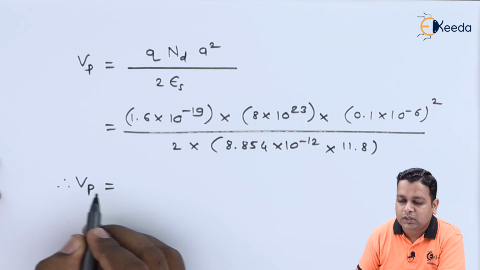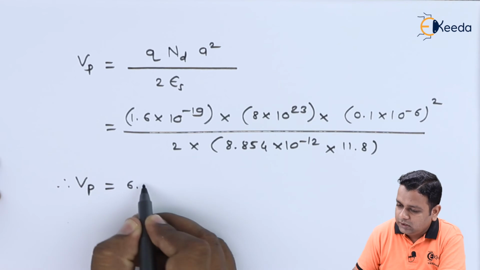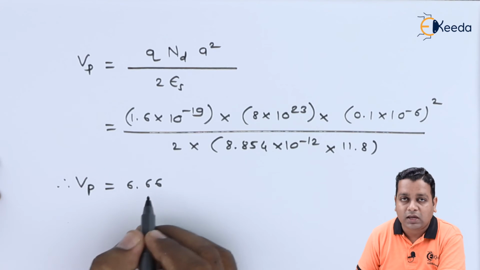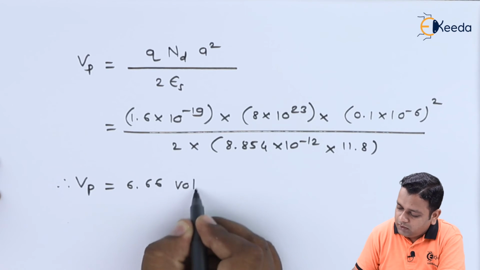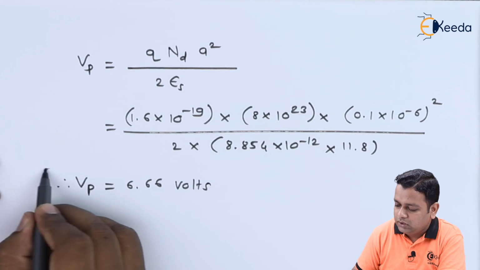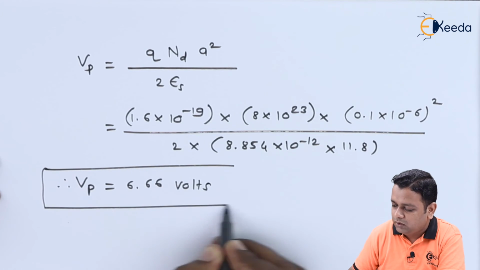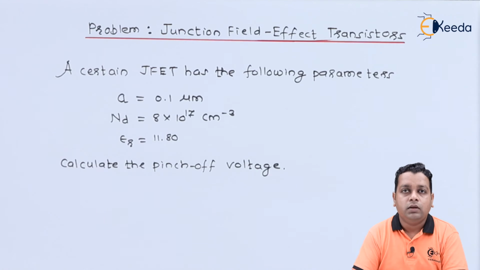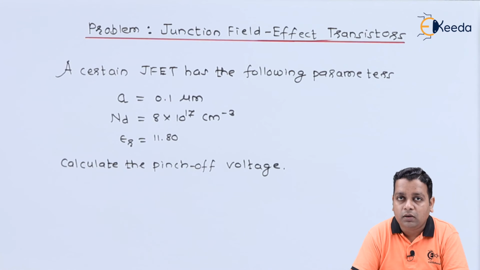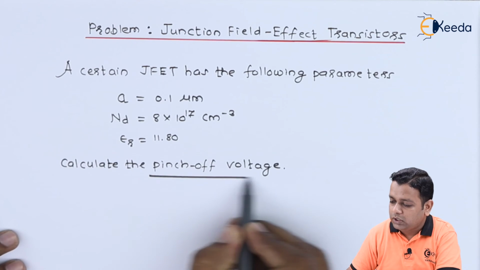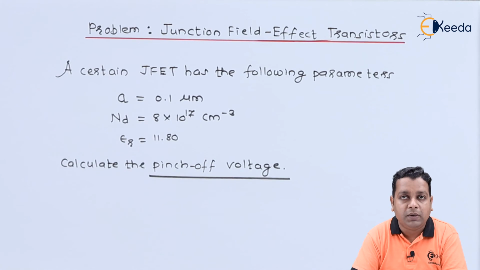So pinch off voltage is obtained as 6.66. As it is voltage, we put the measurement unit to be volts here and outline this particular value. So this way we have determined the value of pinch off voltage for the junction field effect transistor. In the next lecture, we shall be addressing the current to voltage relationship for the JFET, junction field effect transistor.